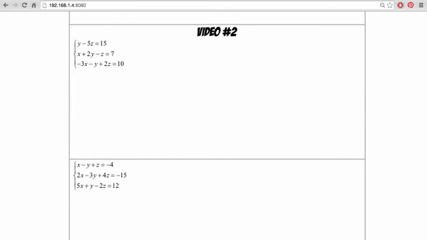We have a system of equations. If we're trying to get this in row echelon form, the first thing we need to do is convert this into a matrix. Now we have x, y, and z as our variables, so the first column is going to be for x, the second column for y, the third column for z, and the column after the bar is going to be the constants. In equation 1, we have 0 x's, 1 y, negative 5 z's, and we get 15 as our constant. So I have 1, 2, negative 1, 7, negative 3, negative 1, 2, and 10.